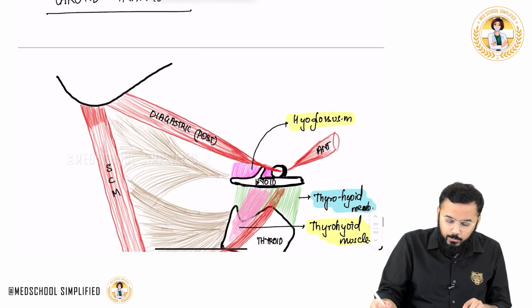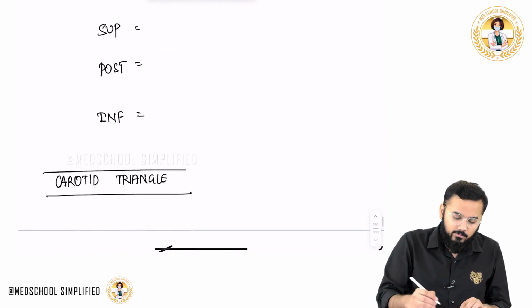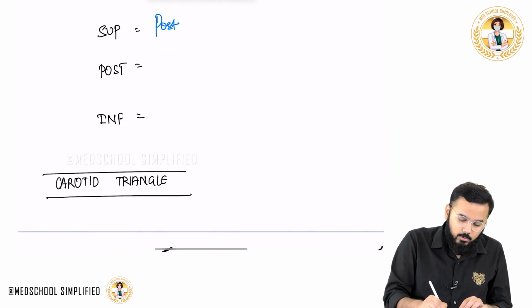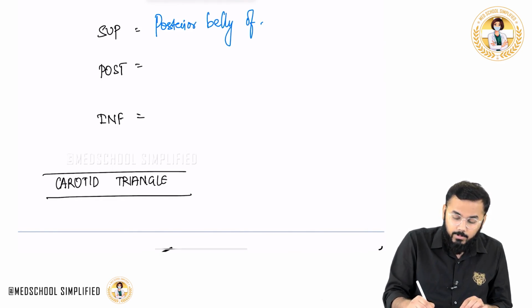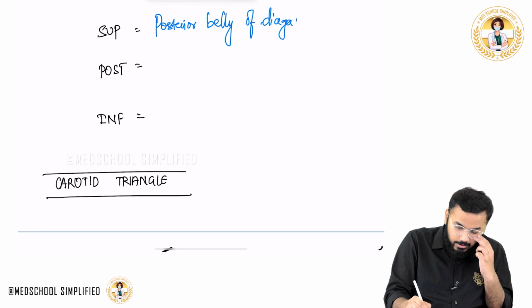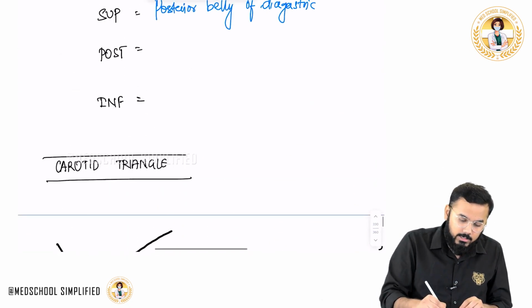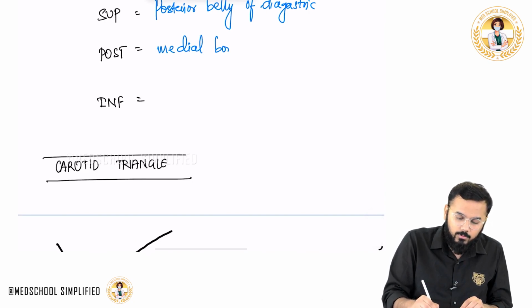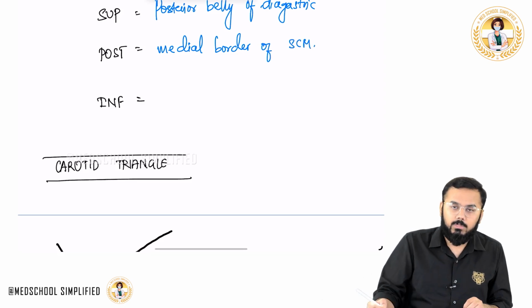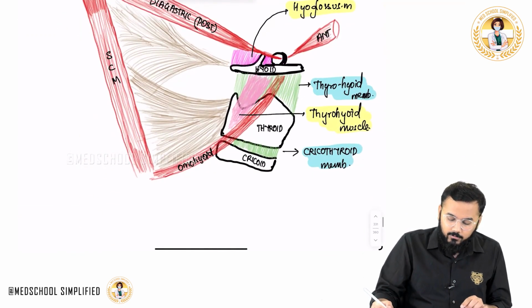So look here, superiorly I have got what? Posterior belly of digastric. Okay. Next, posteriorly what do you have? I have got sternocleidomastoid. What part of sternocleidomastoid? Medial border of sternocleidomastoid muscle. Next, down here I have got omohyoid.